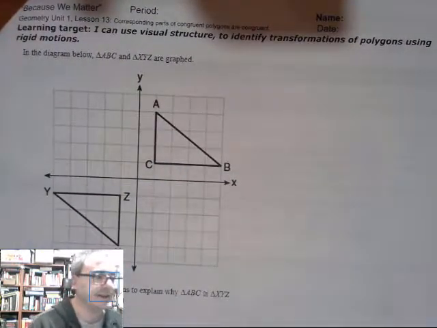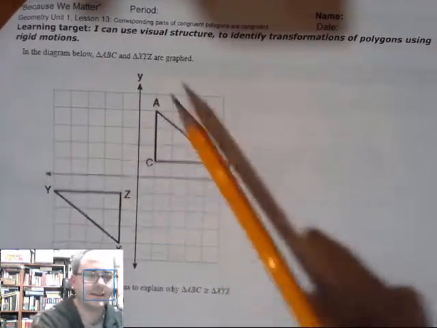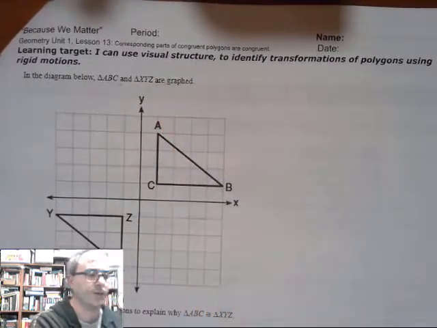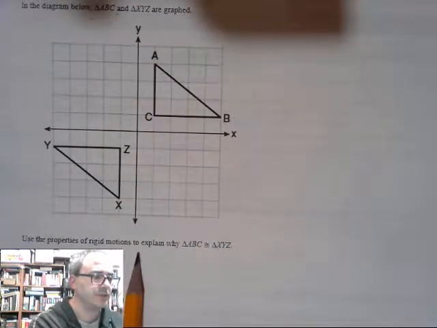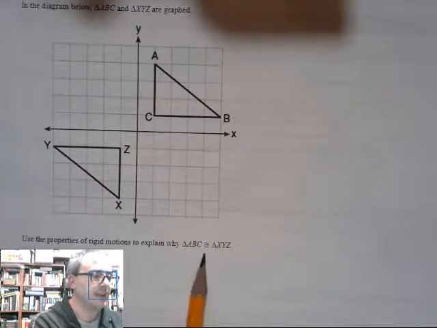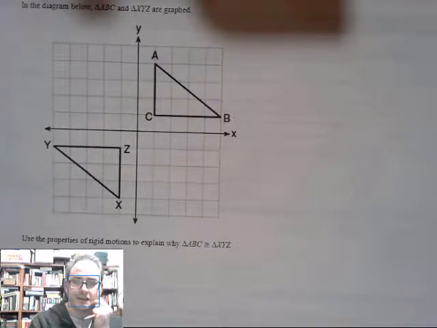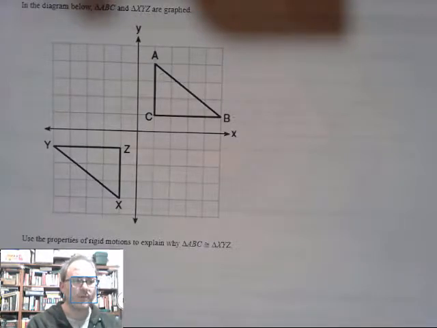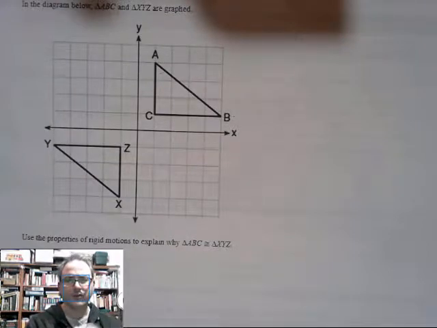All right, here it is. In the diagram below, triangle ABC, there's triangle ABC. See that triangle ABC there? And triangle XYZ are graphed. What we have to do is use the properties of rigid motion to explain why triangle ABC is congruent to XYZ. All right, I'm going to let you think about this. What rigid motions could we use to transform ABC into XYZ that would show that it's congruent?